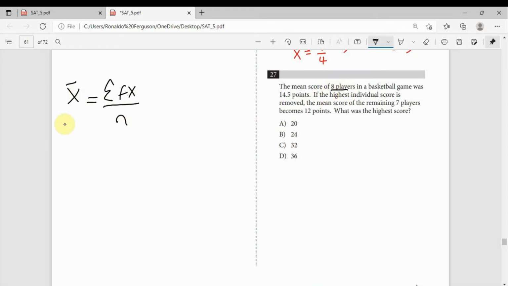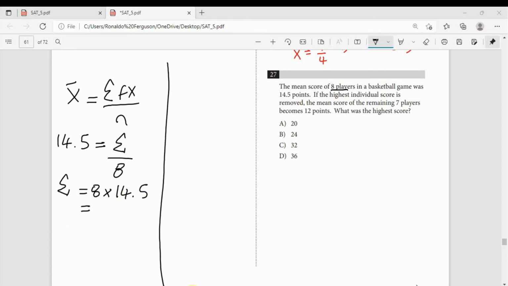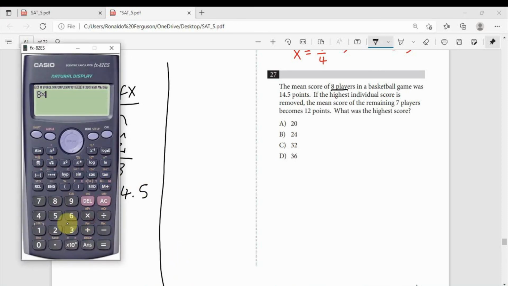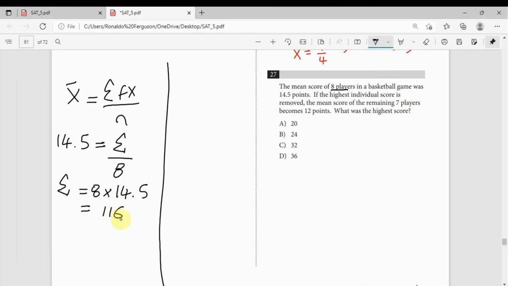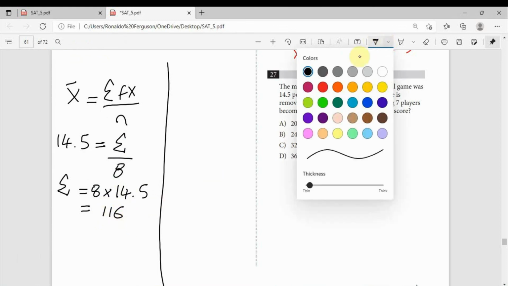So in that case, they said the mean of 14.5 is equal to the sum. We don't know what the sum is, but we divide it by 8 players. So we can cross multiply to get that the sum of those 8 scores would be 8 times 14.5. What's 8 times 14.5? 116. All right, so guys, please remember this section, you should have a calculator. So that's 116.